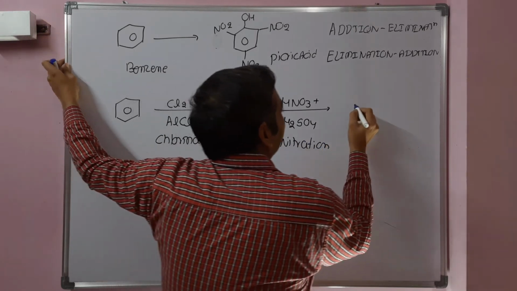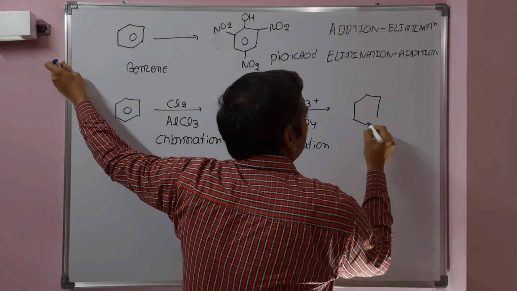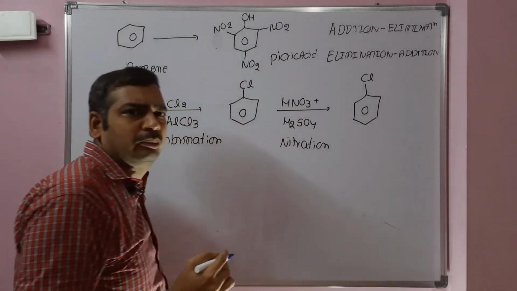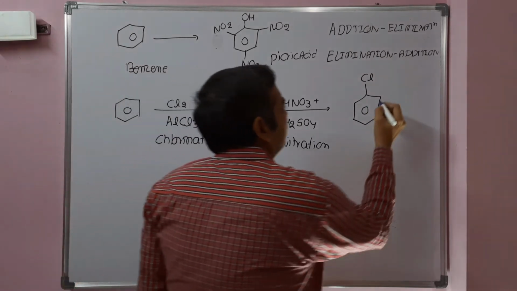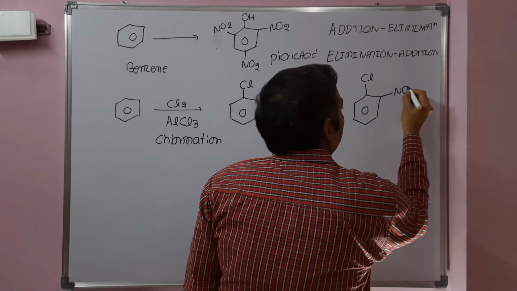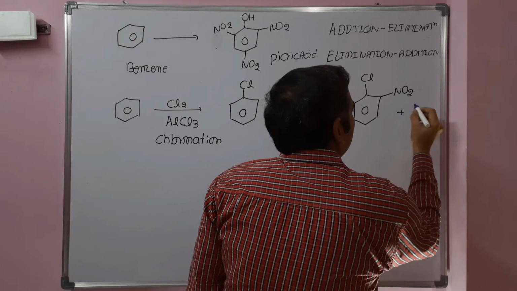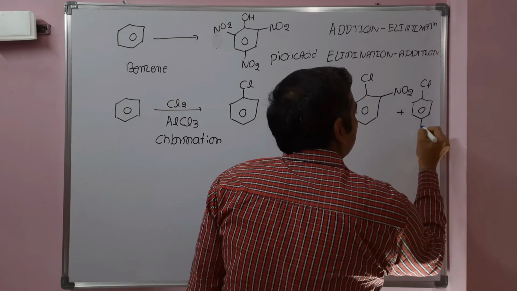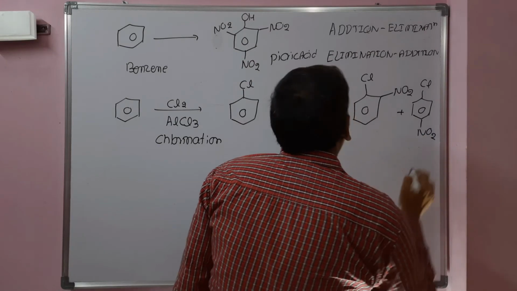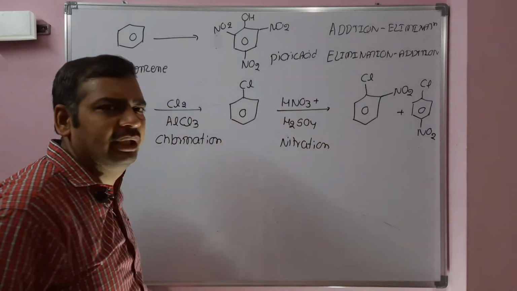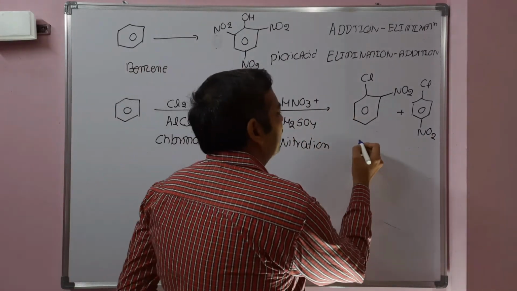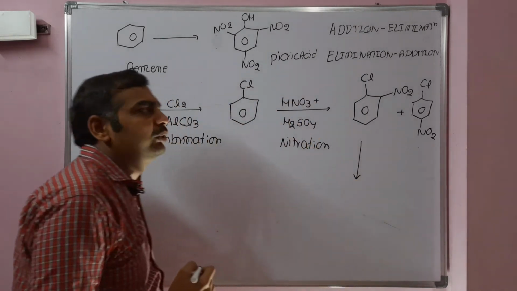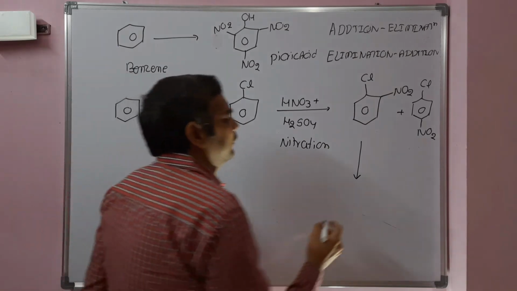We will get 2 products: ortho-nitrochlorobenzene and para-nitrochlorobenzene. Why? Because chlorine is an ortho-para directing group. After preparing ortho-nitrochlorobenzene, then you can do addition elimination reaction.